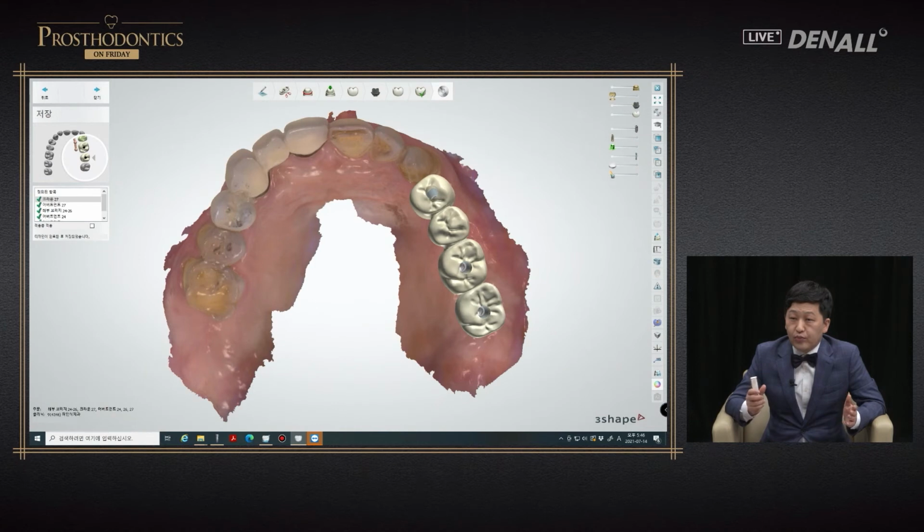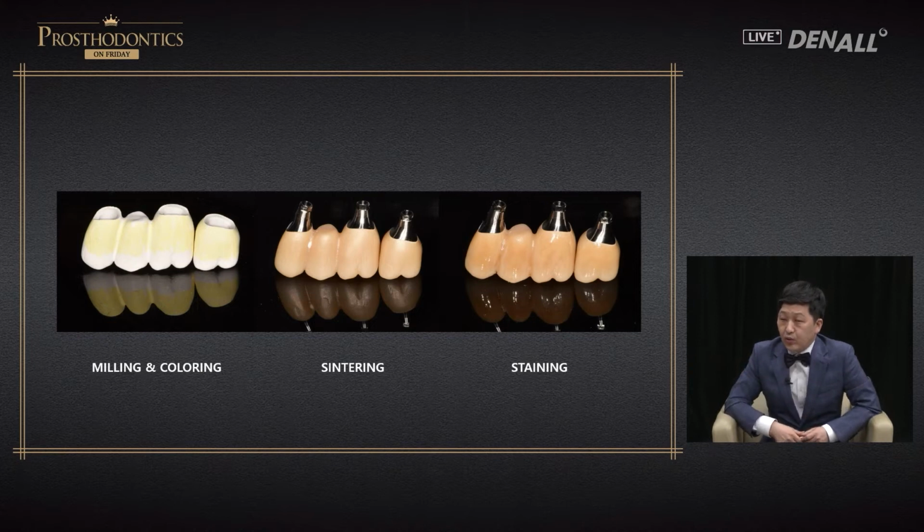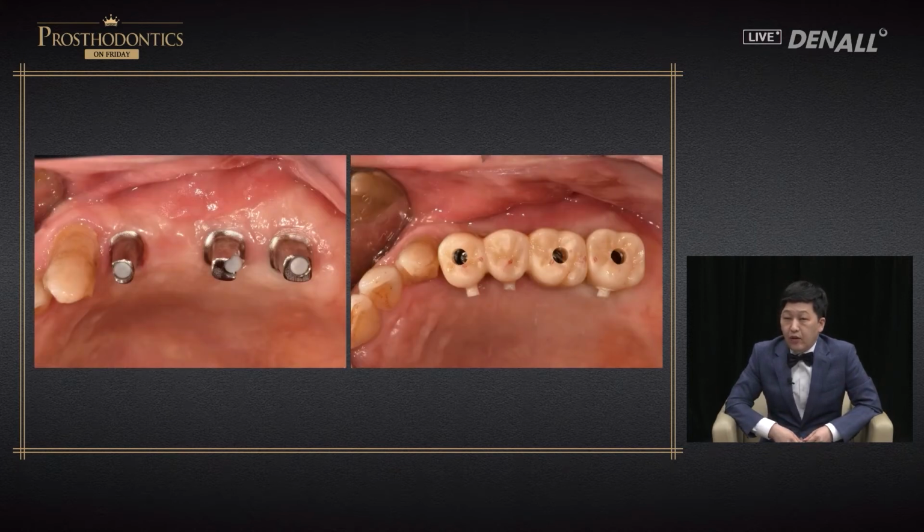Connector is attached and positioned, and design of final prosthesis has been completed. Milling and coloring was done. Finally, after sintering, this patient had a unique tooth color, so staining was added. This was how it was done. Customizing abutment is connected and crown is placed.